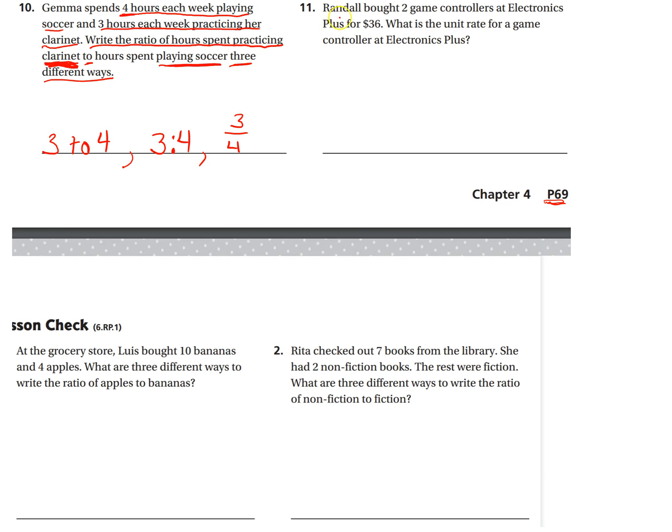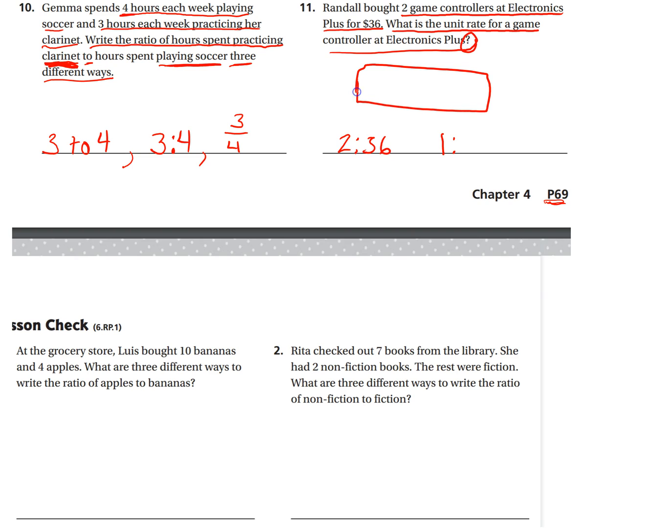All right, moving on. Number 11, Randall bought 2 game controllers at Electronics Plus for $36. What is the unit rate for a game controller at Electronics Plus? So again, our ratio here would be 2 to 36, 2 games for $36, but we want to know the unit rate. So what we want to know is if you buy just 1 game controller, how much is that going to cost? So again, a few different ways we can do this.